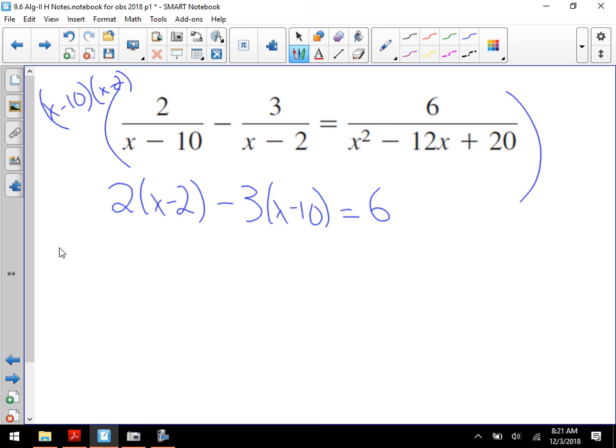Okay. It is possible. Okay. What do we get here? 2x minus 4 minus 3x plus 30 is 6. So 26. So negative x. 26 subtract over is negative 20. You had 20, I believe.